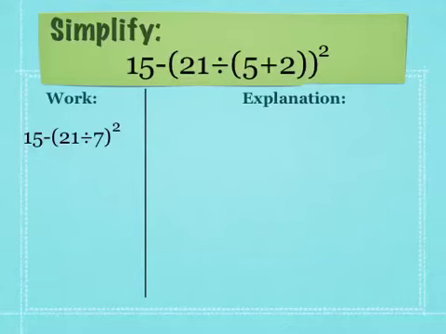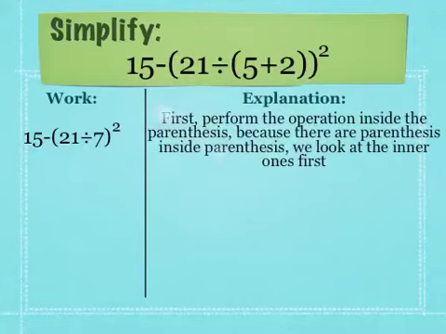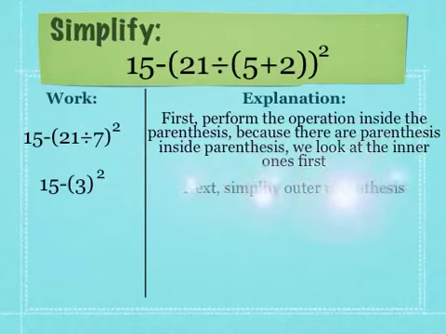If you notice, those are the parentheses that are inside the other parentheses. 5 plus 2 is 7. So showing my work, I would have 15 minus parenthesis 21 divided by 7, close parenthesis, squared. And again, the explanation is first you perform the operation inside the parentheses. Because there are parentheses inside parentheses, we look at the inner ones first. Now we still have parentheses in our problem, so I'm going to have to do another step to get rid of parentheses. 21 divided by 7 is 3, so my problem is 15 minus 3 squared. My explanation would be next simplify the outer parentheses.